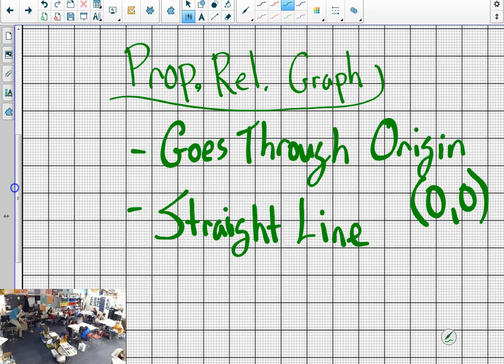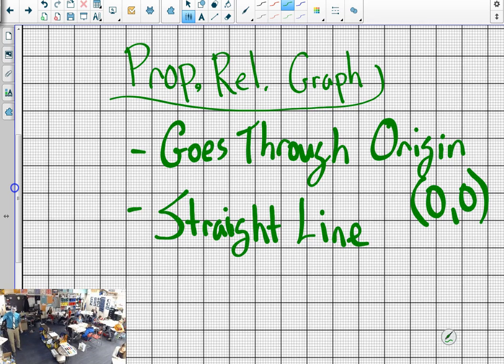If it only checks one of those boxes, if it's only a straight line, or if it only goes through the origin, do you think it's proportional? Nope. It needs both. Both of these things have to happen to be a proportional relationship. So if you see the graph, you can really quickly tell if it's proportional or not.